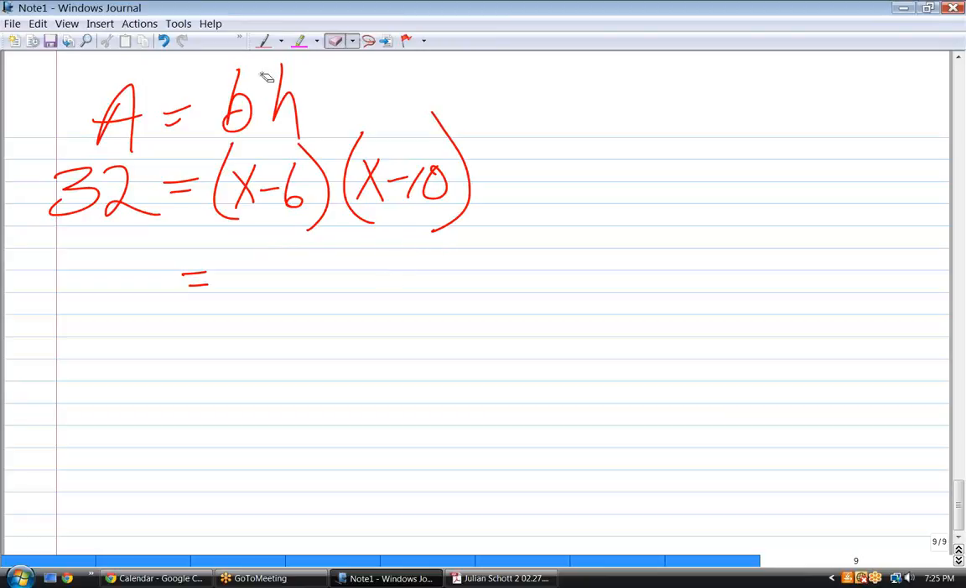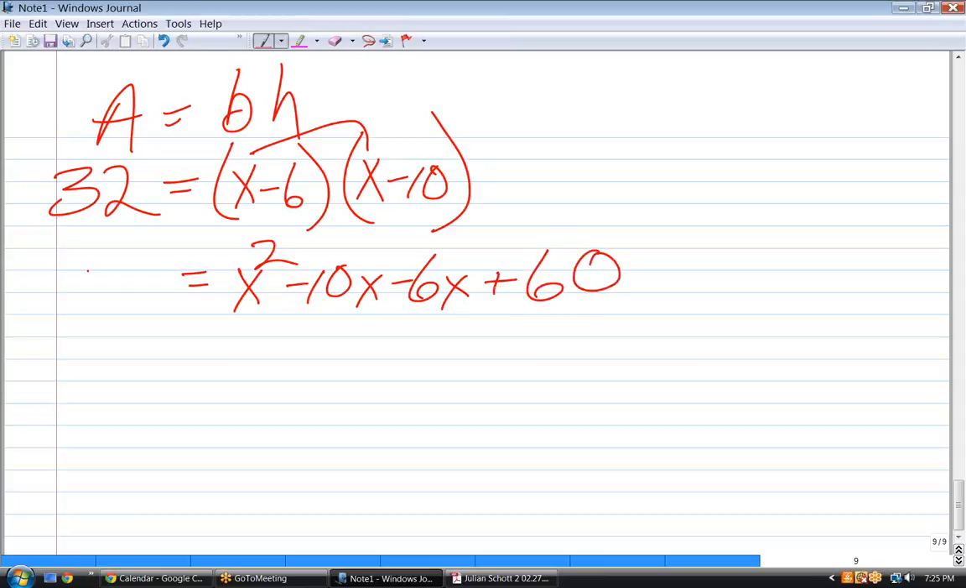Always start at the beginning, in other words, don't start in the middle like you just did. Okay, x minus... No. What's this term times this term? Oh, x squared. And then negative 10x, minus 6x, minus 60, plus 60. Still have our 32 over there.